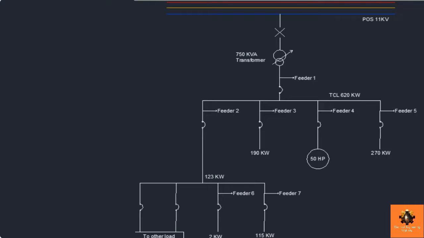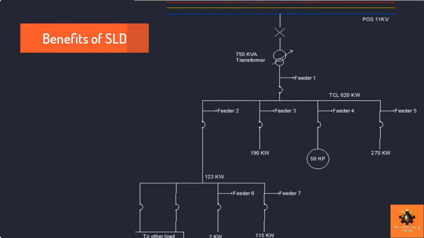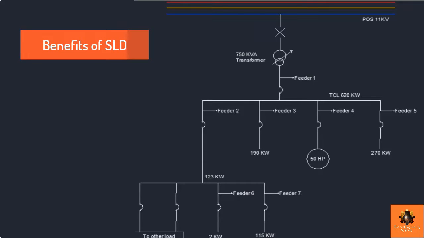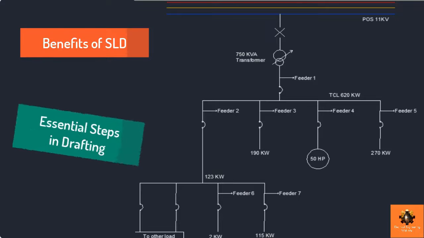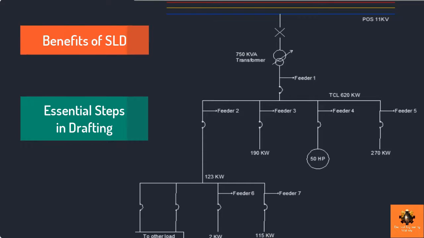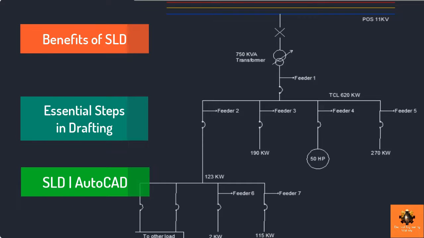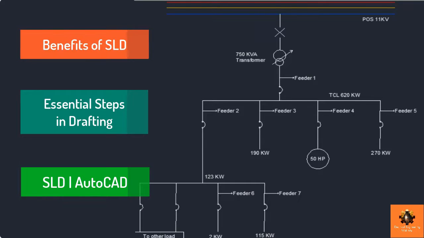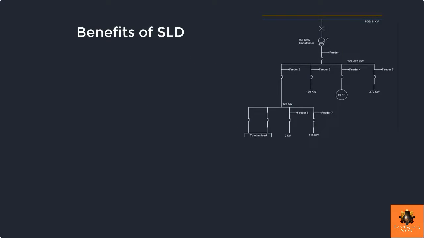Diagram. And in this section we will learn the benefits of SLD. Single line diagram means, why do we develop SLDs in electrical system. Then we will discuss the essential steps to be taken to create SLDs in a proper and professional way. Then finally we will see how to draw a single line diagram in AutoCAD. Now let's begin with the benefits of single line diagram.